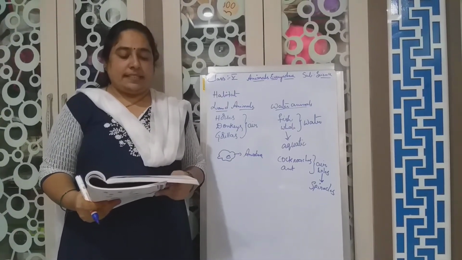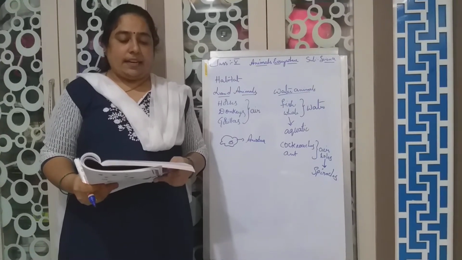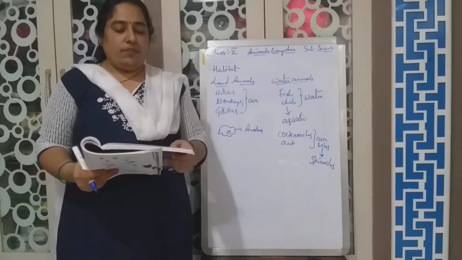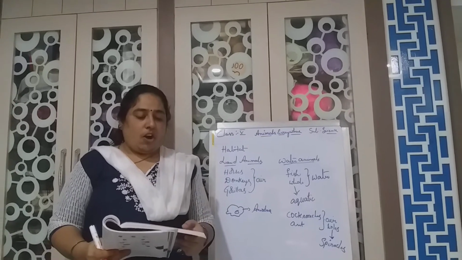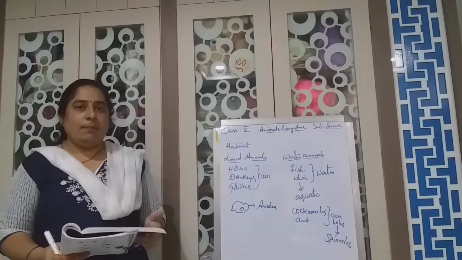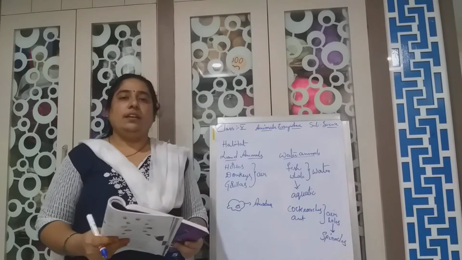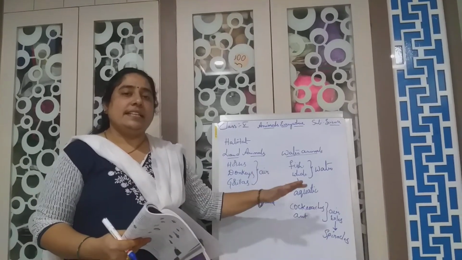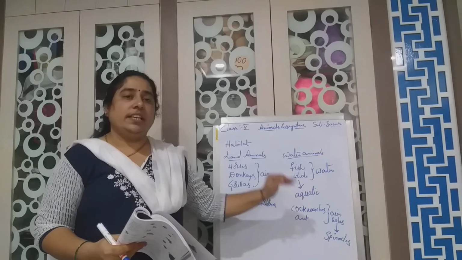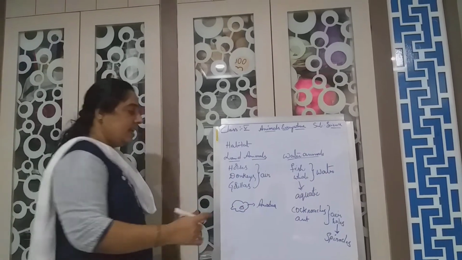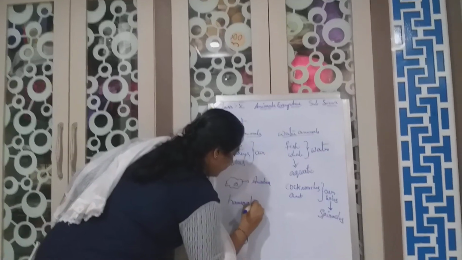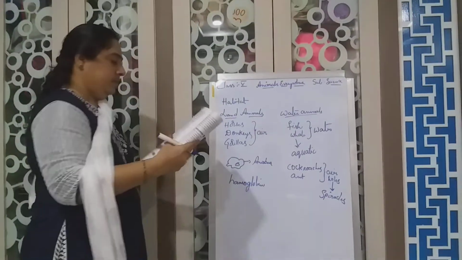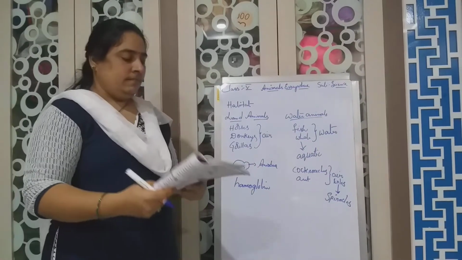The blood of insects does not contain the oxygen carrier called hemoglobin. What is it called? Hemoglobin. Underline hemoglobin.